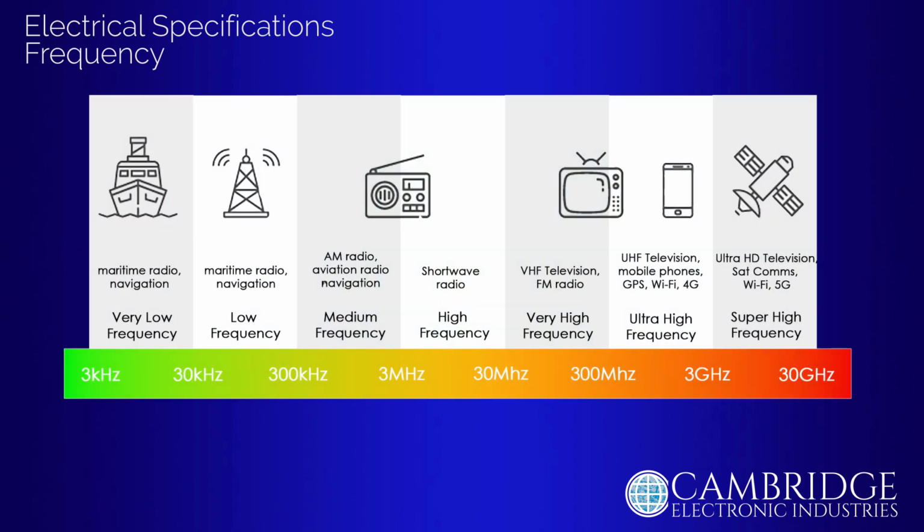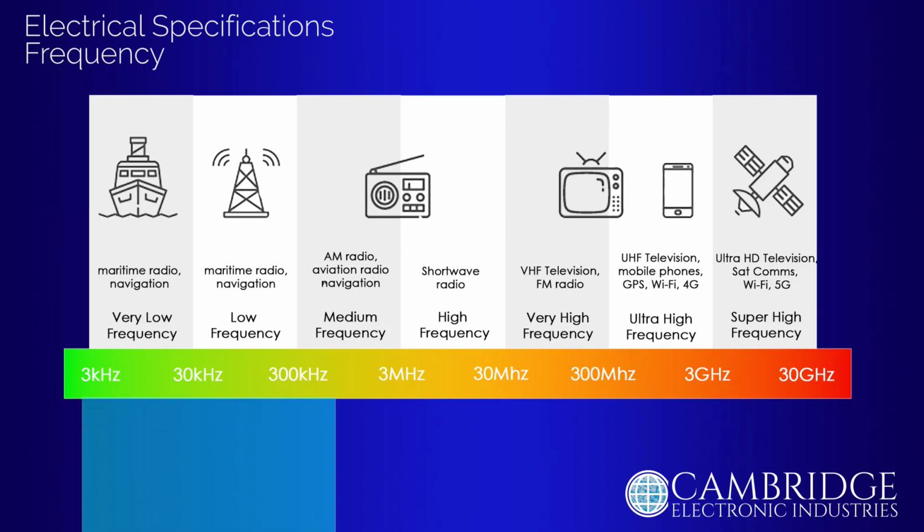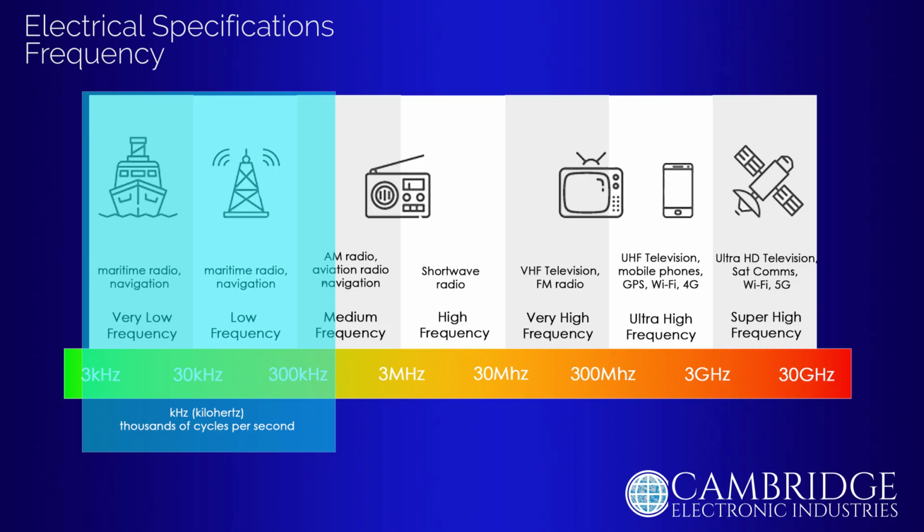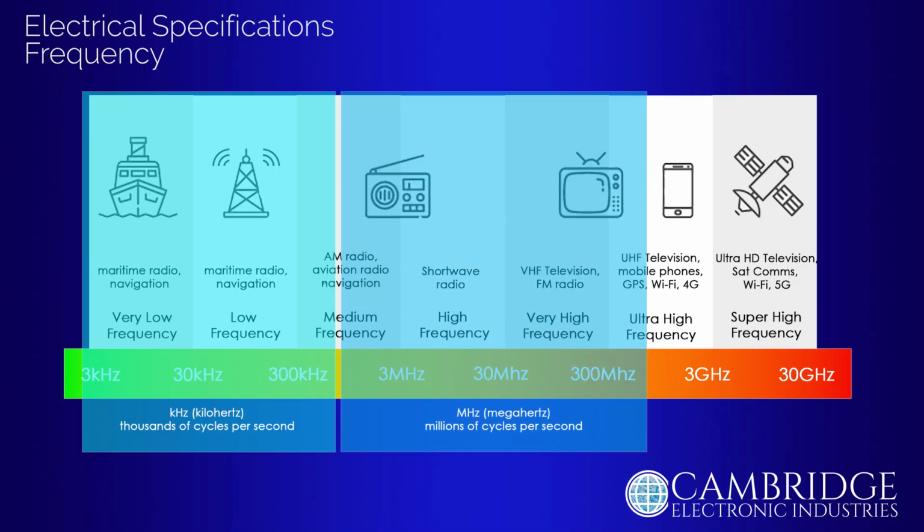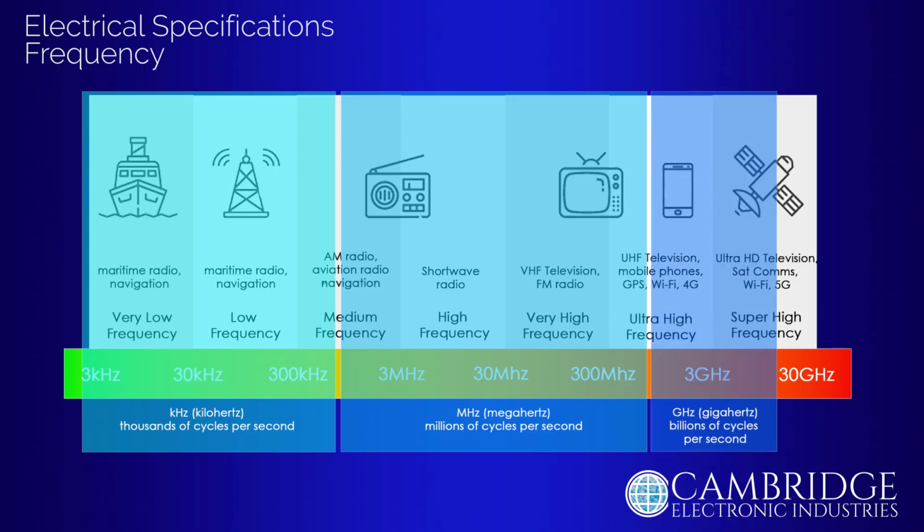In electronics, coaxial connectors are commonly called RF or radio frequency connectors. Radio frequencies are typically measured in larger units, like kilohertz, which are thousands of times per second, megahertz, which is millions of times per second, and gigahertz, which is billions of times per second.